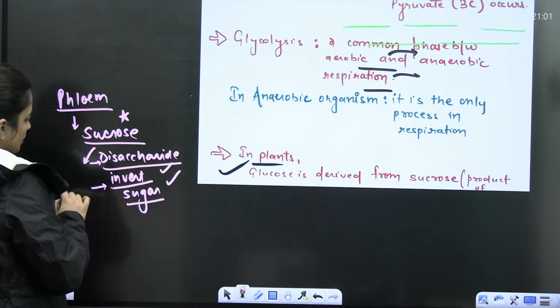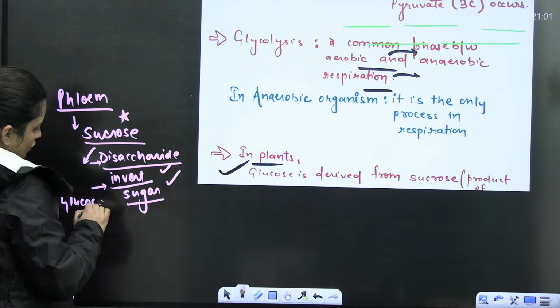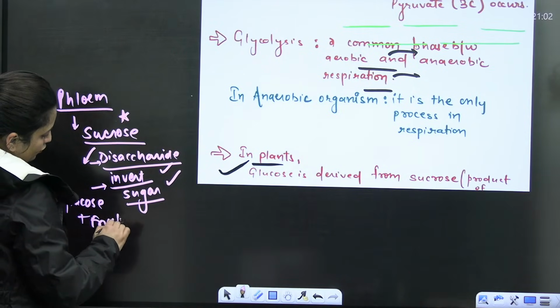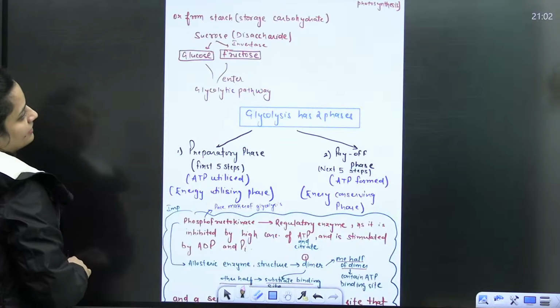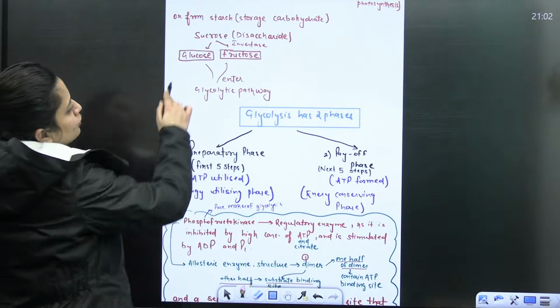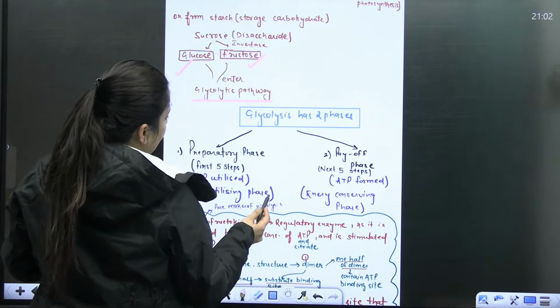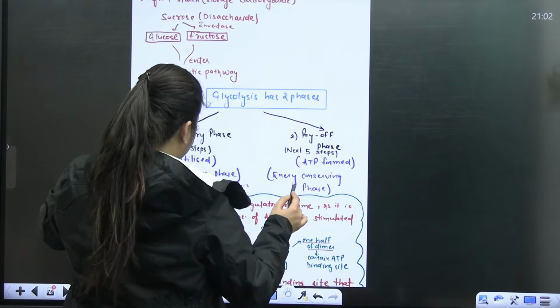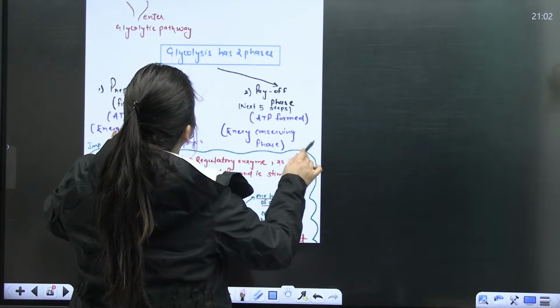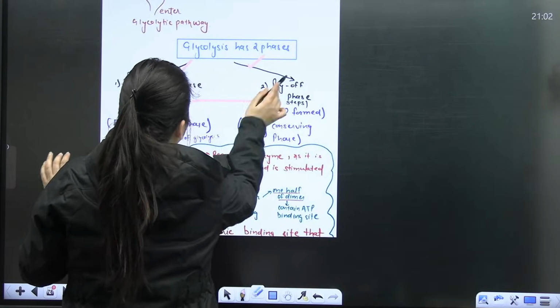Are you getting my point? So sucrose is made up of glucose and fructose. Plants will take their glucose from this sucrose itself, right, students? So we know that sucrose gives glucose and fructose, and if glucose, then it will enter this glycolytic pathway. Now here, guys, trust me, it's going to be amazing for you, right?